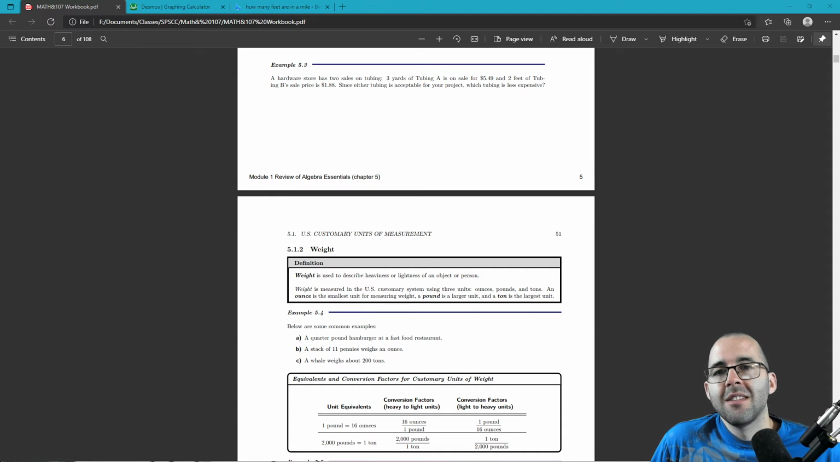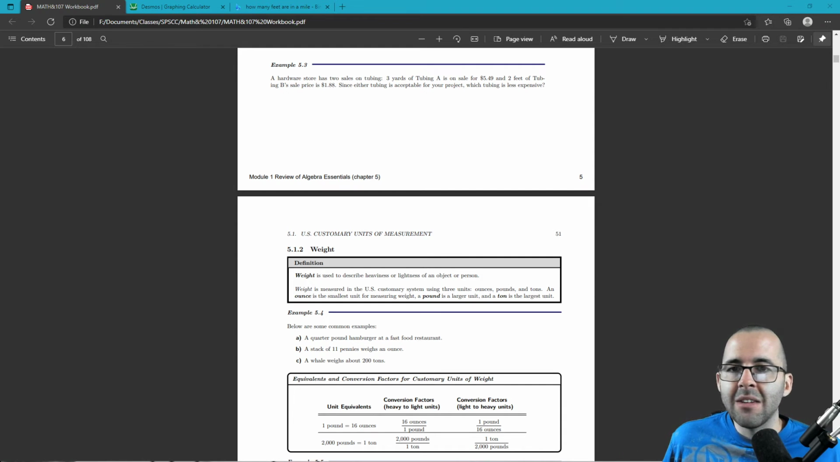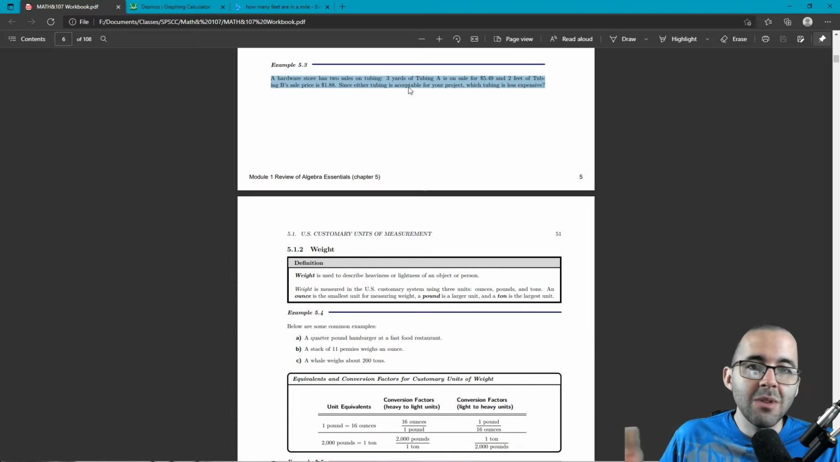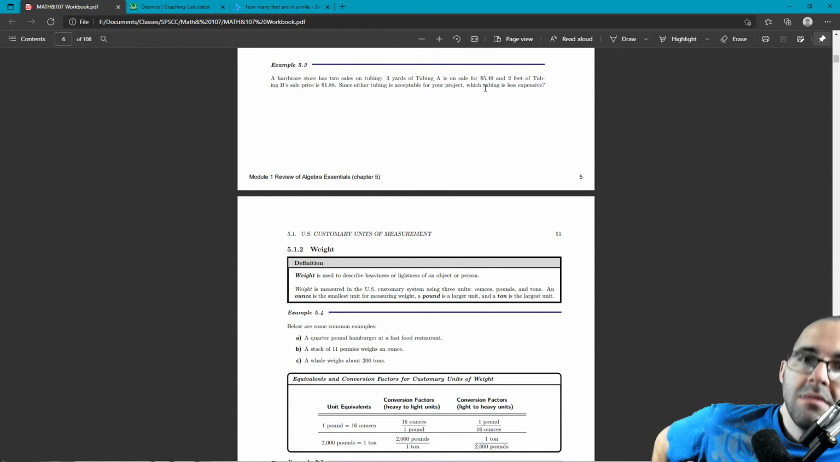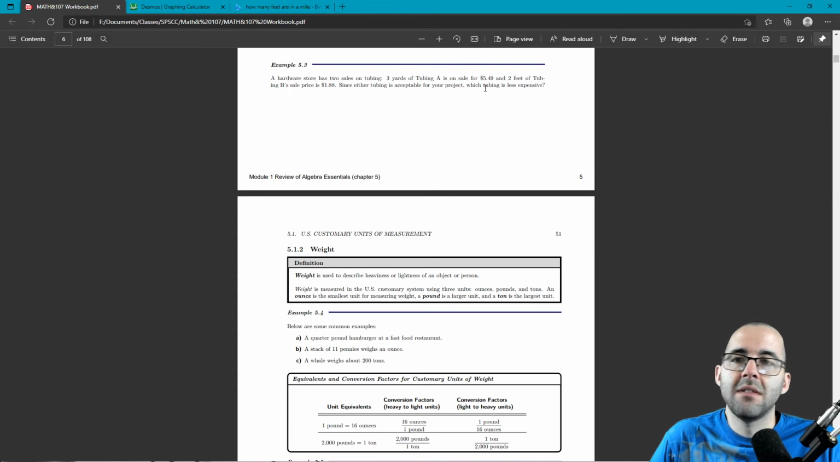expensive. So again, we're comparing apples and oranges right now. One of them is in yards, and one of them is in feet. We need them to both be the same. So it doesn't matter which way we convert. Do you want to convert tubing A's price to feet? Do you want to convert this to yards? It doesn't really matter. I'm going to convert both of them to feet. Okay.